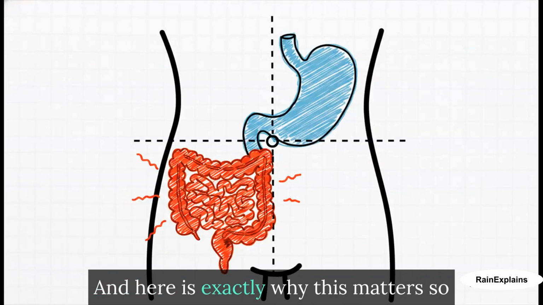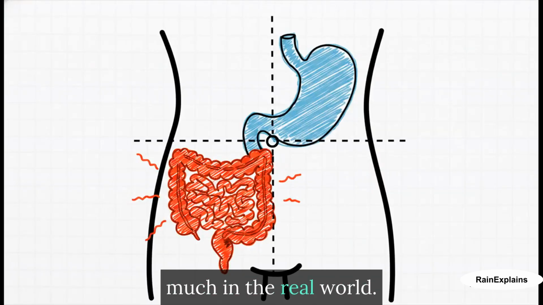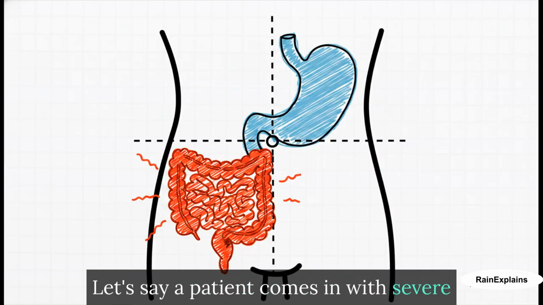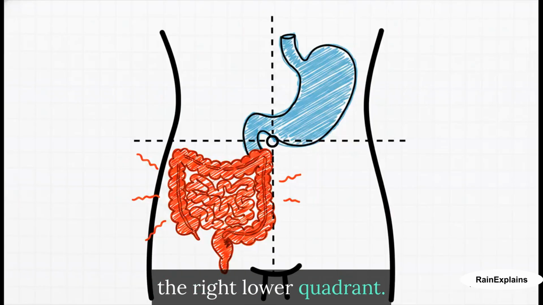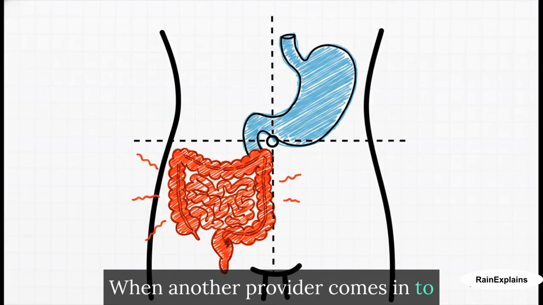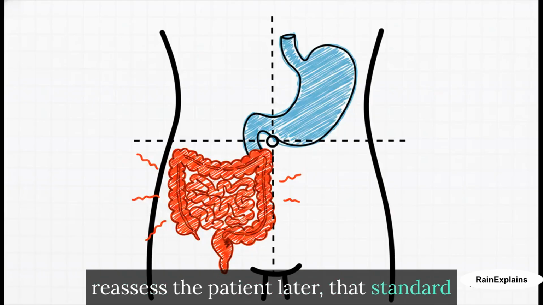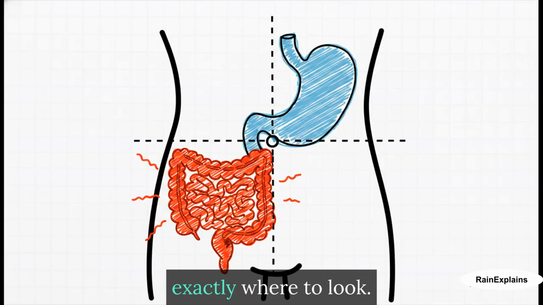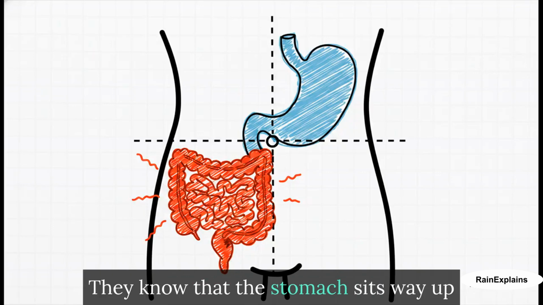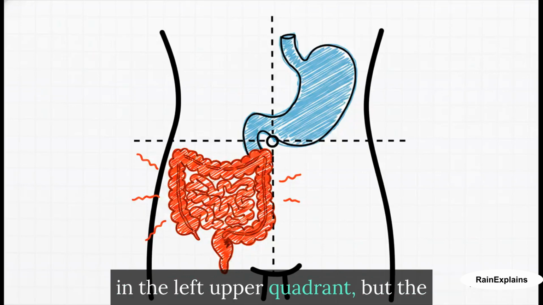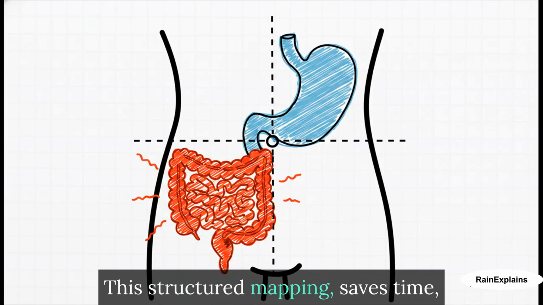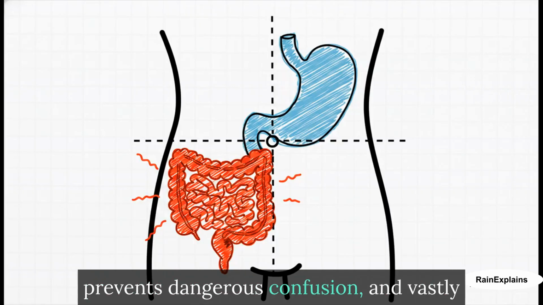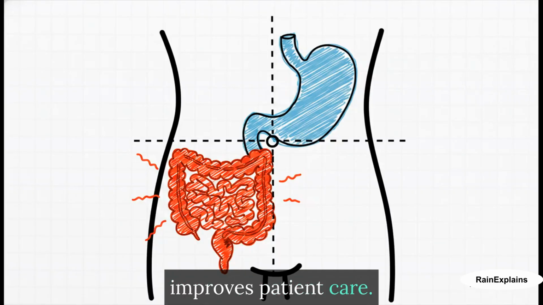And here is exactly why this matters so much in the real world. Let's say a patient comes in with severe pain. The doctor notes the mass is in the RLQ, the right lower quadrant. When another provider comes in to reassess the patient later, that standard abbreviation tells them instantly and exactly where to look. They know that the stomach sits way up in the left upper quadrant, but the appendix sits down in the right lower quadrant, so they immediately know to check for appendicitis. This structured mapping saves time, prevents dangerous confusion, and vastly improves patient care.